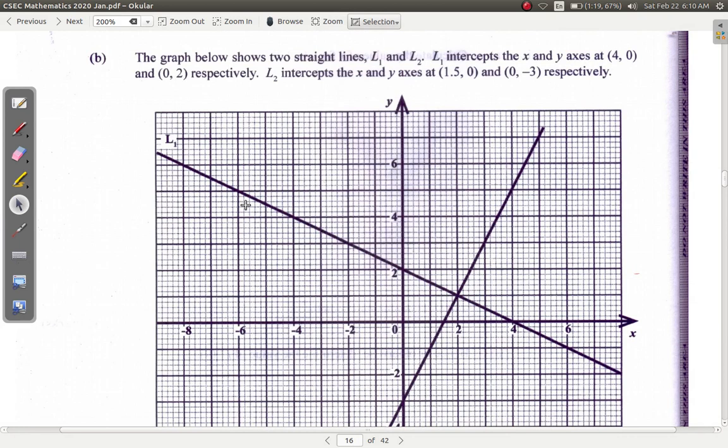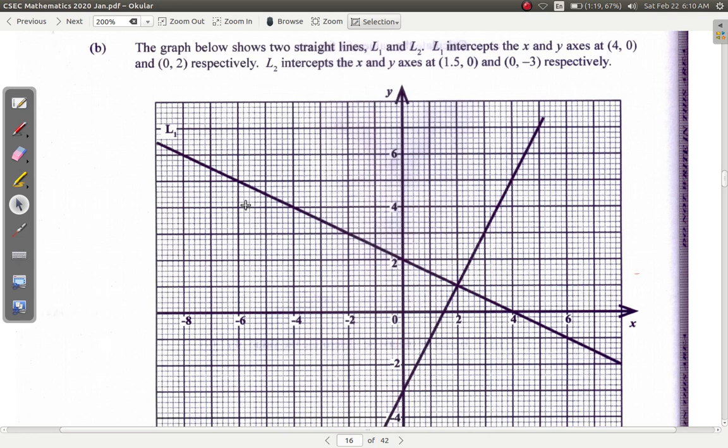L1 intersects the x and y axis at (4, 0) and (0, 2) respectively. It intersects the x-axis when x is 4, y is 0, right here. And (0, 2), that's the y-axis: when x is 0, y is 2, right here. These are the intersections, respectively.